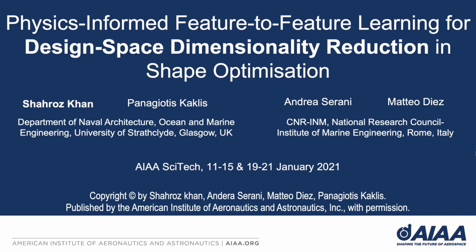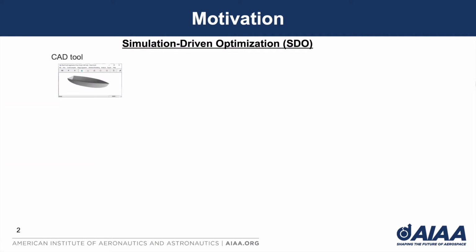The topic of my presentation is physics-informed feature-to-feature learning for design space dimensionality reduction in shape optimization. A typical simulation-driven optimization starts with a CAD model created in a CAD tool whose parameterization creates a design space which is explored with optimizers.